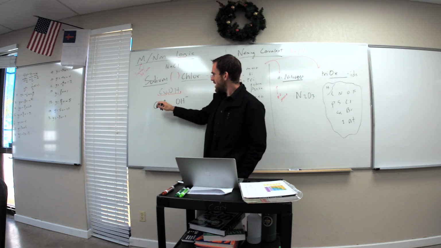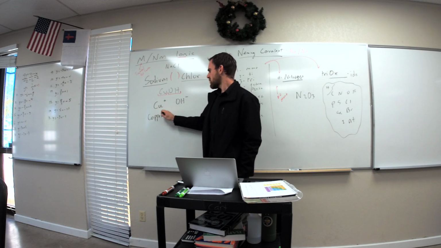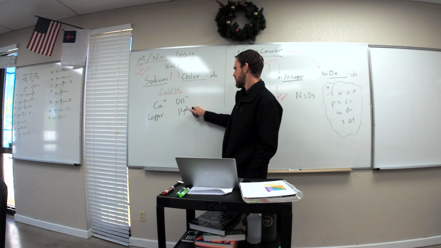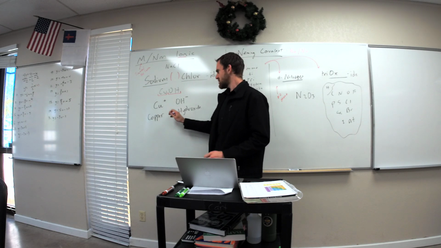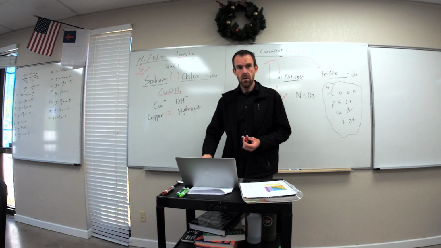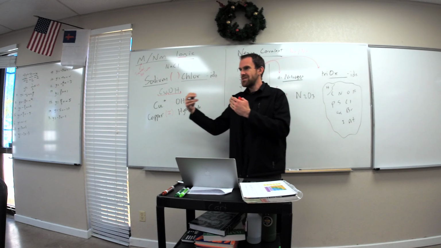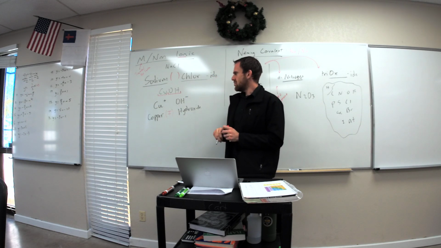So what is my name now? Well, Cu is copper. OH minus is hydroxide from your polyatomic ions. Since copper is a transition metal, I must include the charge, which is plus 1. So break it apart into its ions, find the charges on each of them, and then indicate your name.